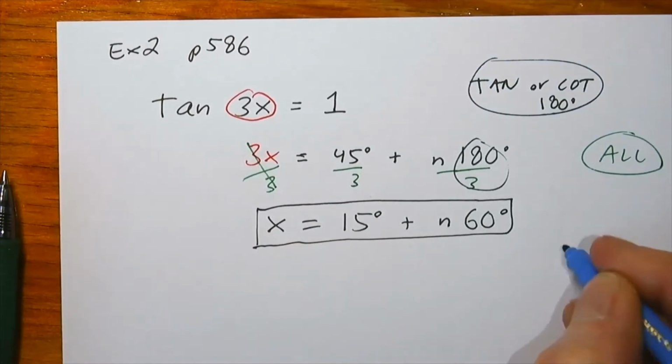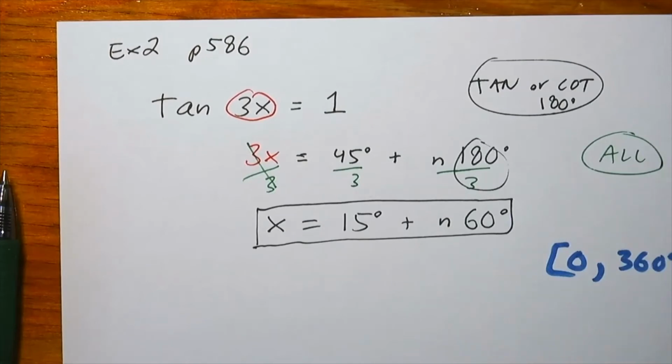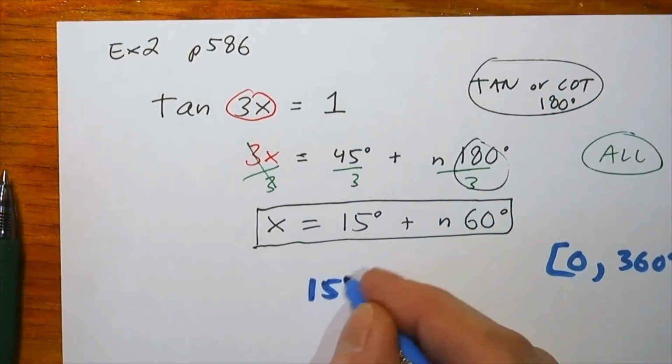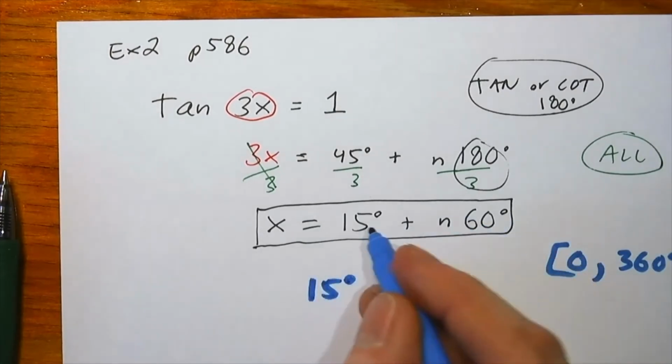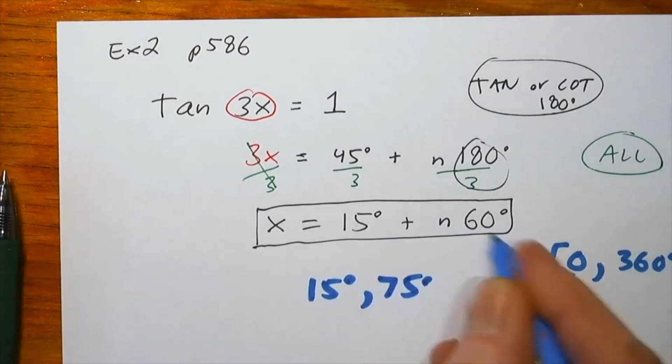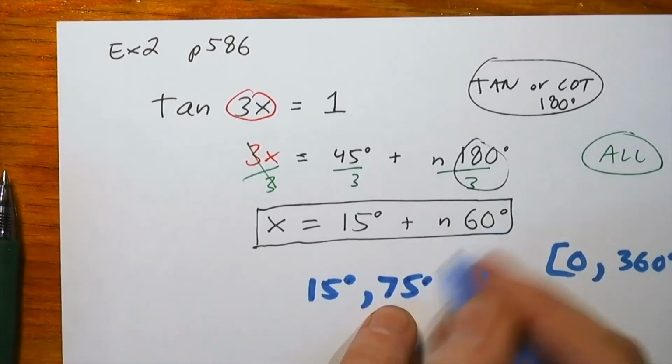And if somebody says, no, I want you to tell me all the ones from 0 to 360, could you please list them for me? Okay, 15 degrees, and let's see, add 60. 15 plus 60, 75. Just keep adding 60. Add 60 to this.